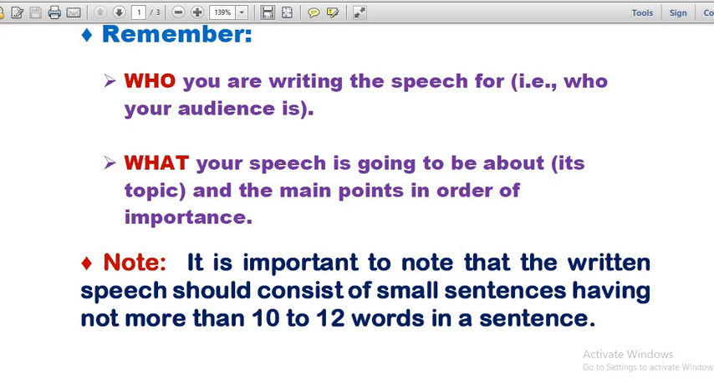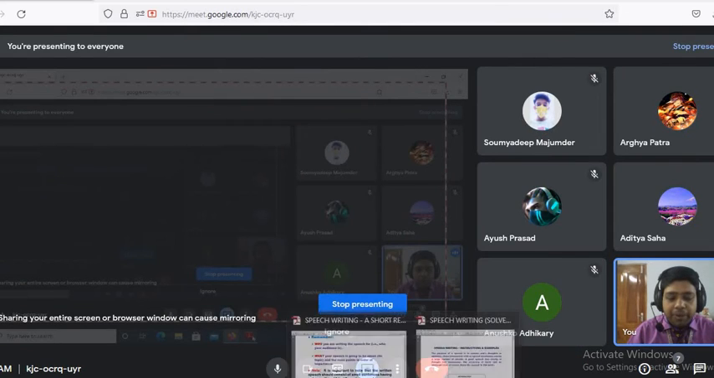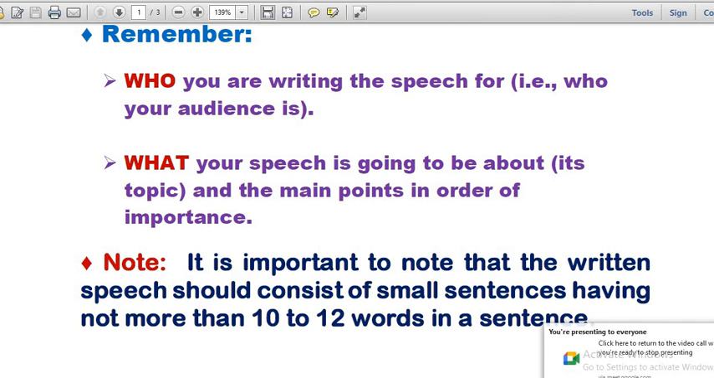Now, who and what, this is very important. Who you are writing the speech for, that means you have to keep in mind who your audience is, for whom you are writing the speech. And another important thing, dear students, is to know what your speech is going to be about, that is, its topic, and the main points in order of importance. You have to frame the important points in the order of importance. These things are very important.